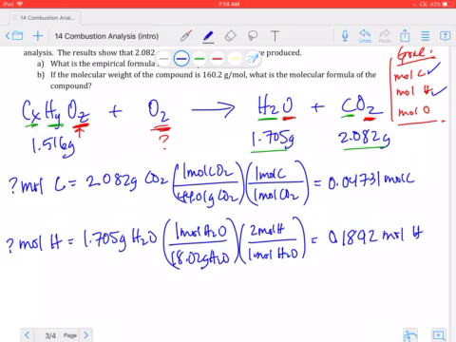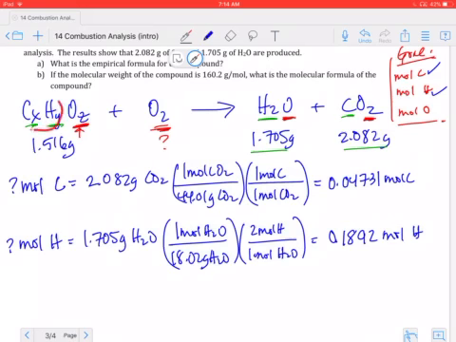So what we want to do is recognize that I do know how many moles of this I have, and I know how many moles of this I have. And I have a total mass here. So if I know the moles of carbon in this compound, I can figure out the mass of this carbon. If I know the moles of hydrogen, I can figure out the mass of this hydrogen.